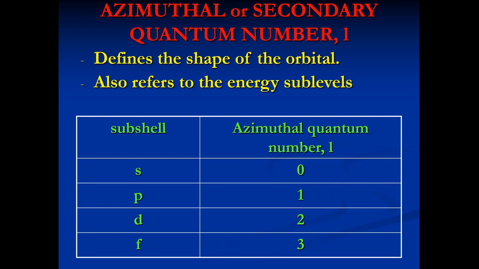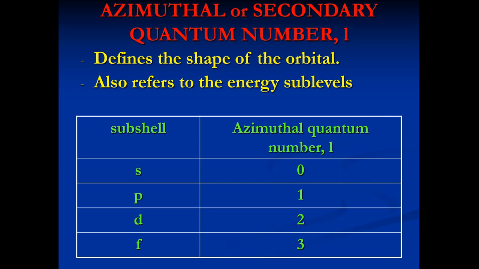And if your L is equal to 1, it means that you have p orbital. And if your L is equal to 2, it means that you have d orbital. And if your L is equal to 3, it means that you have f orbital. So it means that the azimuthal quantum number gives you an idea of which types of orbitals you are dealing with.